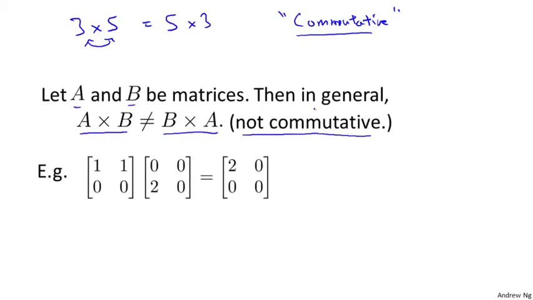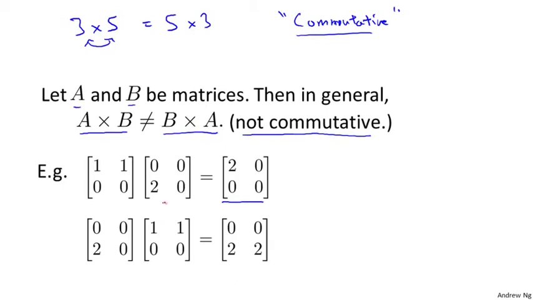As a concrete example, here are two matrices. This matrix [[1,1],[0,0]] times [[0,0],[2,0]]. If you multiply these two matrices, you get this result on the right. Now, let's swap around the order of these two matrices. I'm going to take these two matrices and just reverse them. If you multiply these two matrices, you get this second answer on the right. And clearly, these two matrices are not equal to each other.